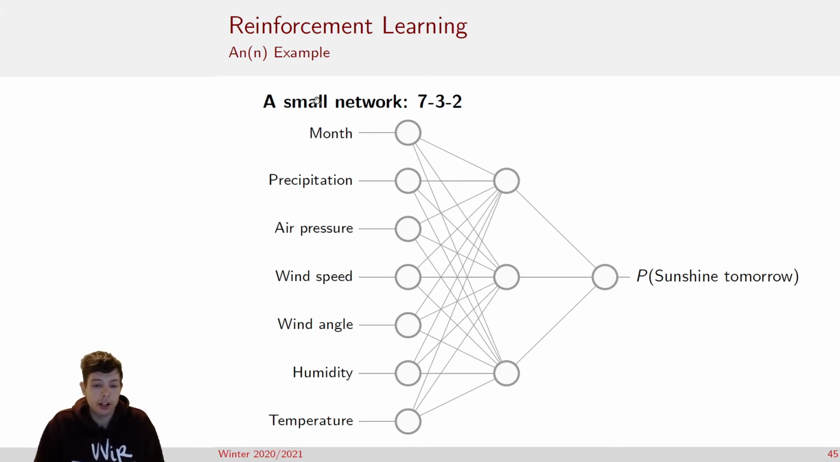And we can do this by including, in this case, 7 states: a month, the precipitation of the previous day, the air pressure, wind speed, wind angle, humidity, and temperature. And all these then will somehow give us a probability of whether or not the sun is going to shine tomorrow. In this case, we are going to forecast and we want to learn a probability.